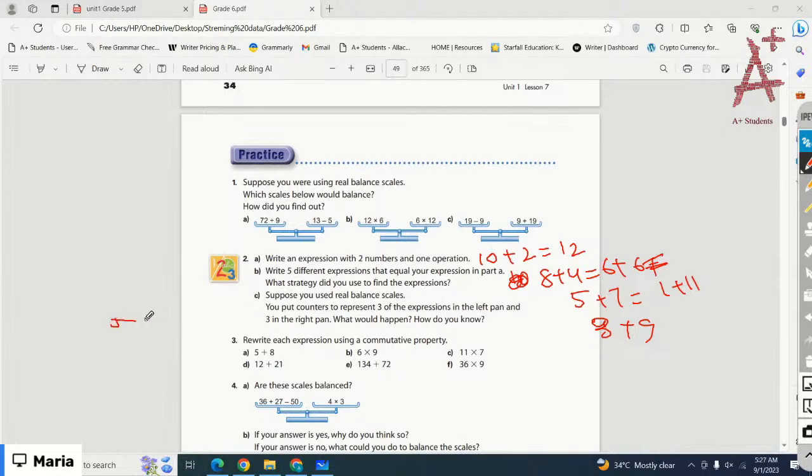For example, just write down 3 expressions over here and 3 over here, right? 8 plus 4, 5 plus 7, 3 plus 9. But they are balanced because both of them have the same answers, right? So both sides are balanced, right?